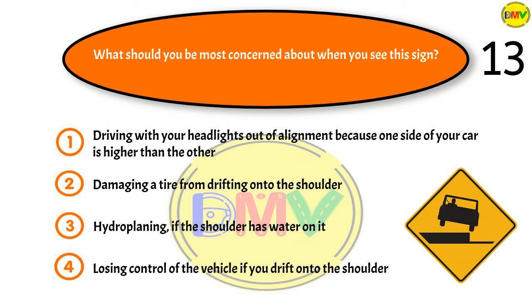The question 13. What should you be most concerned about when you see this sign? 1. Driving with your headlights out of alignment because one side of your car is higher than the other. 2. Damaging a tire from drifting onto the shoulder. 3. Hydroplaning, if the shoulder has water on it. 4. Losing control of the vehicle if you drift onto the shoulder.